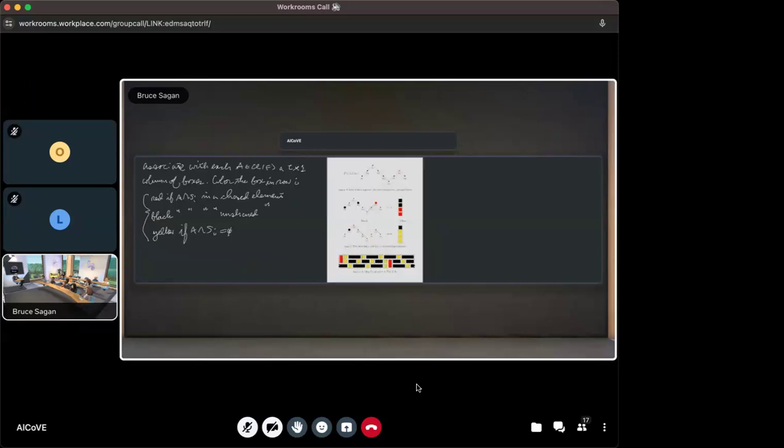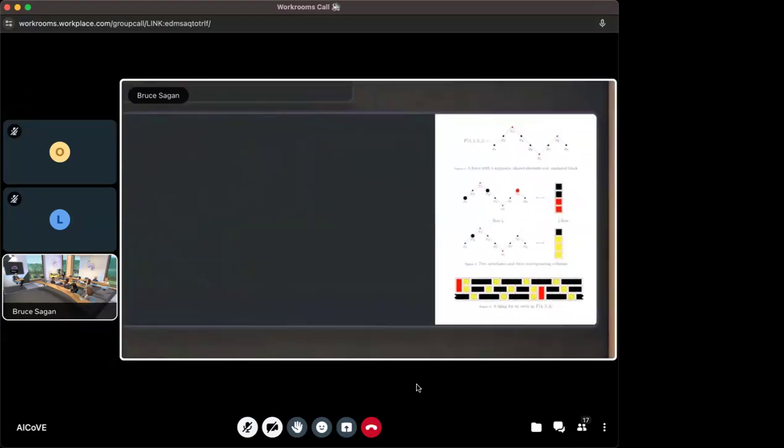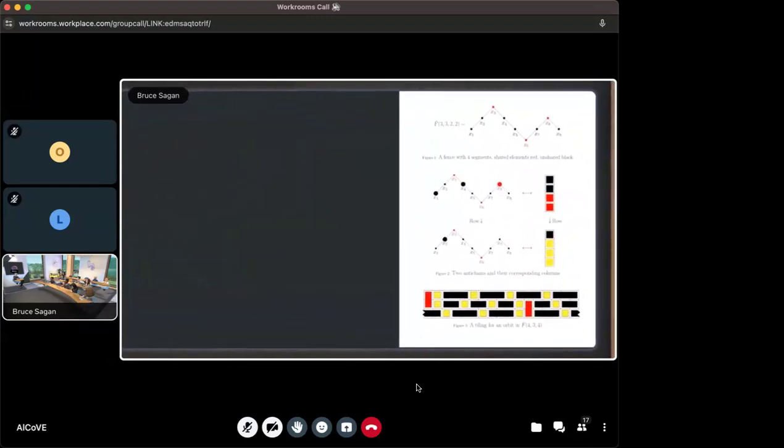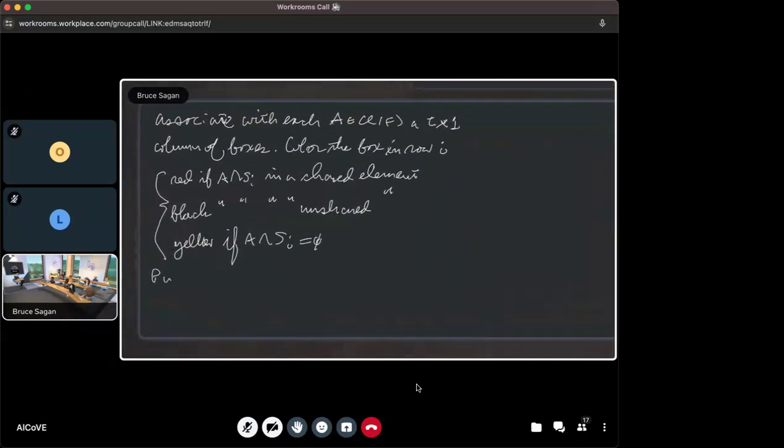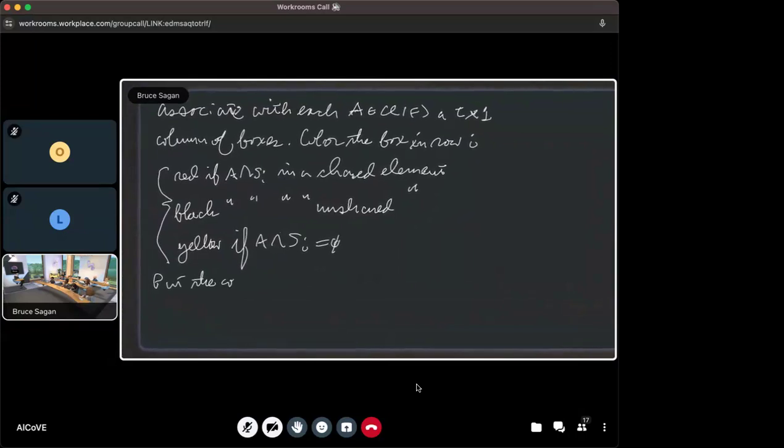Okay, so now we've got one of these for each anti-chain. We now put the columns of an orbit O together on a cylinder, right? Because the orbit wraps around.